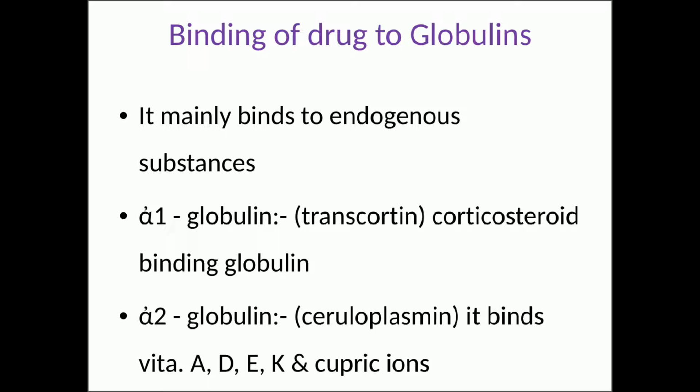Next is binding of drug to globulins. It mainly binds to endogenous substances. Alpha 1 globulin, also known as transcortin, binds with corticosteroids, and it has a binding site for specific corticosteroids. Alpha 2 globulin, also known as ceruloplasmin, binds with vitamin A, D, E, K, and cupric ions.